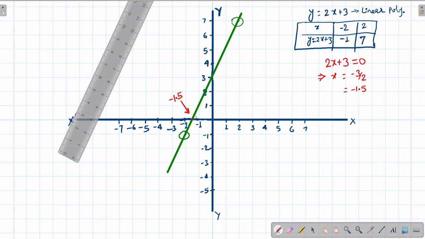But in some cases, it is quite often that you will not find any intersecting point. Then in that case, you will say that there is no zero, meaning there is no point on the x-axis which can make the expression equal to 0. So in that case, you will have no zero of the polynomial.